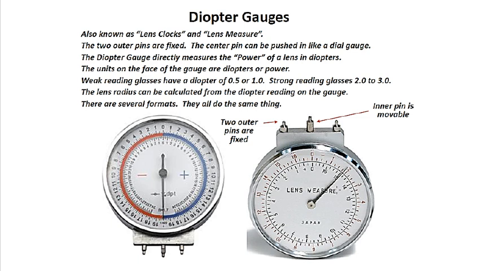And when you take a look at this diopter gauge, you're going to see we have two outer pins, and they are fixed, and we have a center pin, and this pin is movable and can be pushed, like your dial gauge. Another thing we can calculate from the diopter reading on this gauge is the radius of your lens. There are several formats, but they all do the same thing, and we're going to take a look at them one by one.